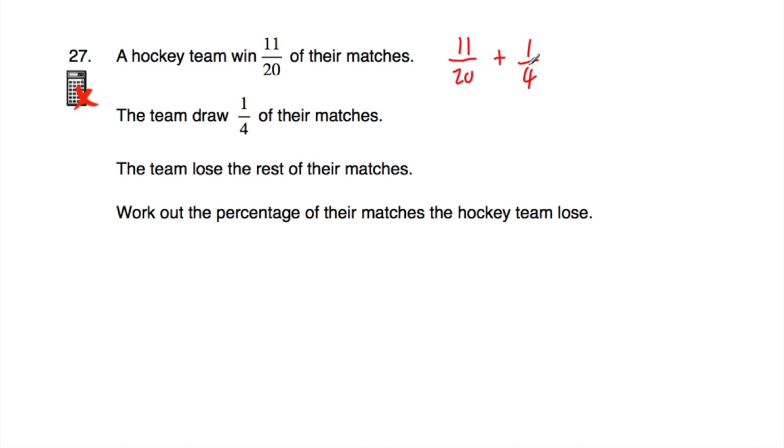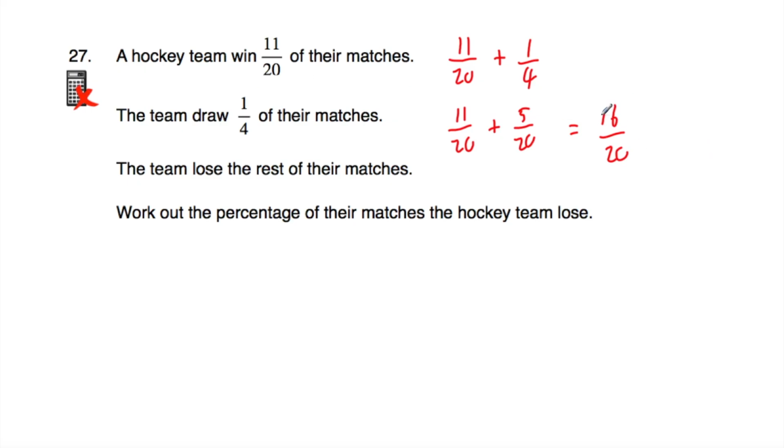I'm thinking 20: if we times both the numerator and denominator of this fraction by 5, we'll get that over 20. So let's do that. We've got 11/20ths, we're going to keep that one the same, plus, and we're going to times both the numerator and denominator of this fraction by 5. So 5 times 1 is 5, and 5 times 4 is 20. So a quarter is 5/20ths. Now we just need to add them together. 11/20ths plus 5/20ths will be 16/20ths. So that means that the team win or draw 16/20ths of their matches.